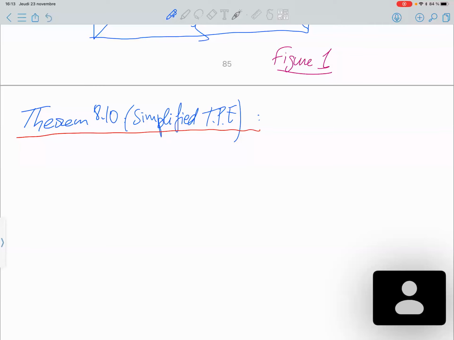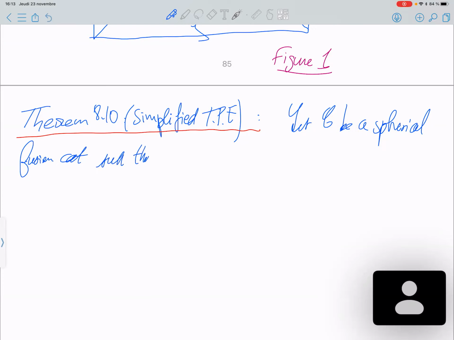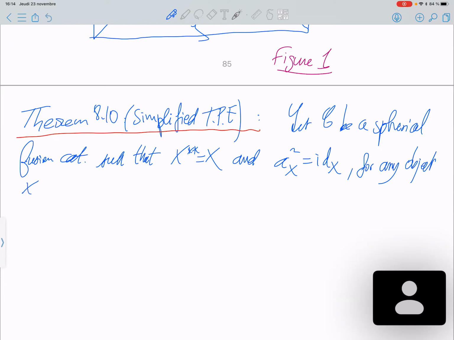But anyway, let C be a spherical fusion category such that x double star equals x and the square of the pivotal structure is the identity for any object x in C. So yeah, where a squared is, where a is the pivotal structure.